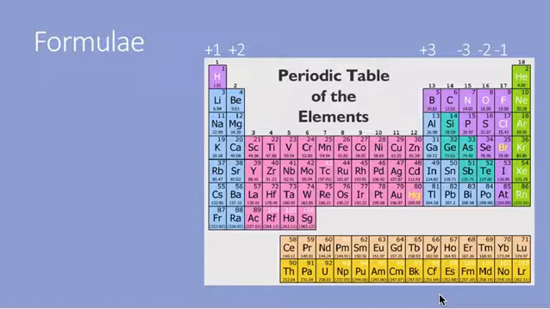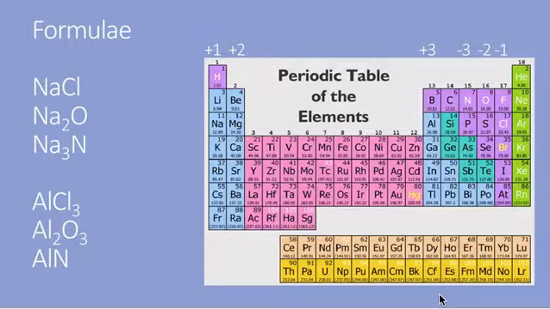So what you need to be able to do is to work out the formula of an ionic compound by balancing out charges. So, a couple of examples: sodium chloride, sodium's in group 1, so it's +1, chlorine's in group 7, so it's -1, +1 and -1 cancel out right away, so you just need one of each. Sodium oxide, well, sodium's obviously still in group 1, so it's +1, but oxygen is in group 6.